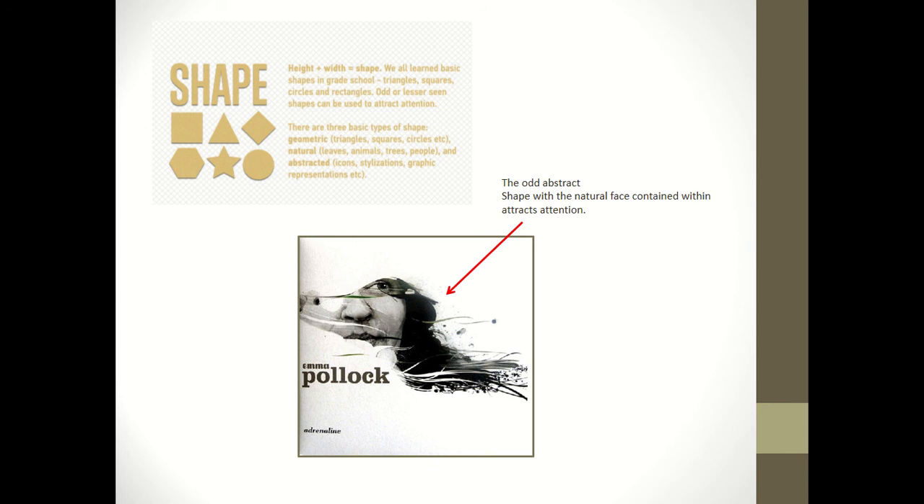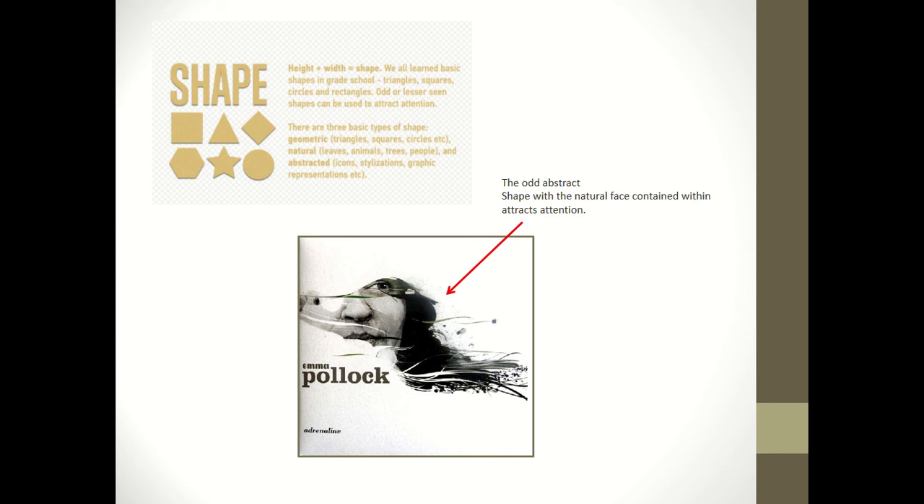In this case, this slide, we can see it's about shape, and it says height and width equals shape. We all learn basic shapes in grade school: triangles, squares, circles, and rectangles. Odd or lesser seen shapes can be used to attract attention. There are three basic types of shape: geometric shapes, which are triangles, squares, circles, etc. Natural shapes, that includes leaves, animals, trees, people, and abstract shapes, which in brackets it says includes icons, stylizations, and graphic representations.